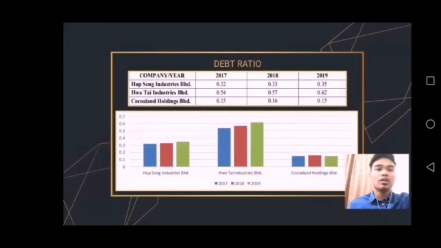From the graph, we can see that Cocoland has the smallest amount of debt ratio. In 2017, Cocoland amount is 0.15, increased to 0.16 in 2018 and 0.15 in 2019. We can see that the company Cocoland Holding Berhad is better than other companies because it has a lower debt ratio. So it clearly shows the company has a good performance because it strives to overcome the debt of the company.